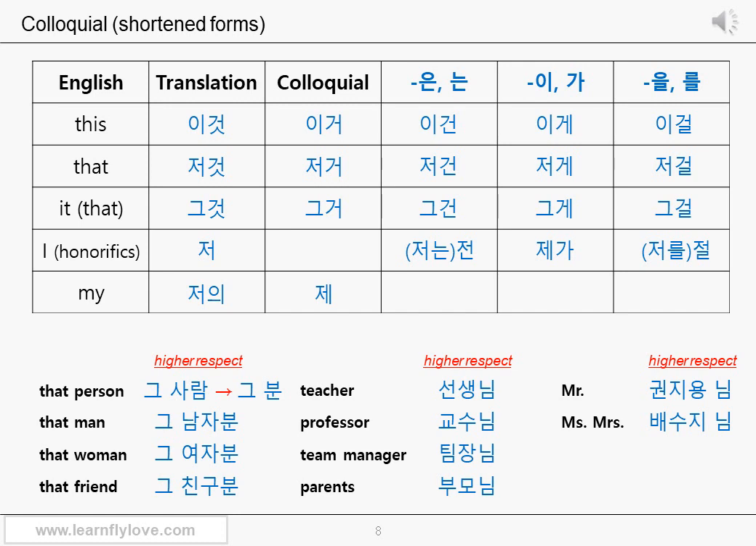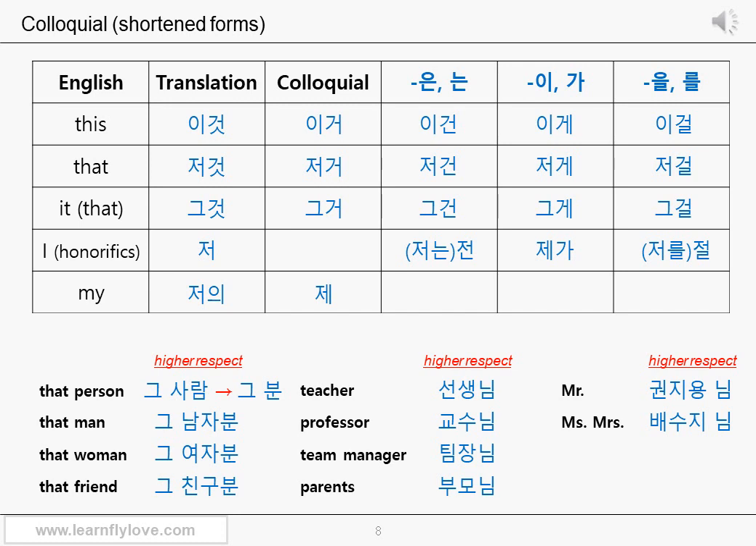Team manager is 팀장 originally. Please add the 님 sound when you call your team manager in front of his or her face. 팀장님. Parents or parent, the original translation is 부모. But you better use 부모님, not to look like a bastard.